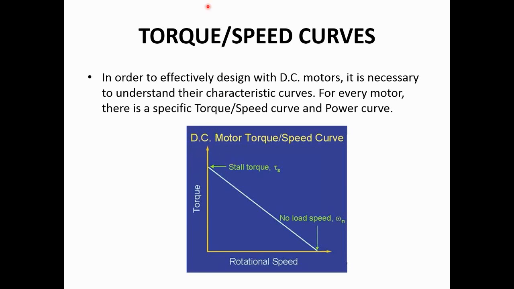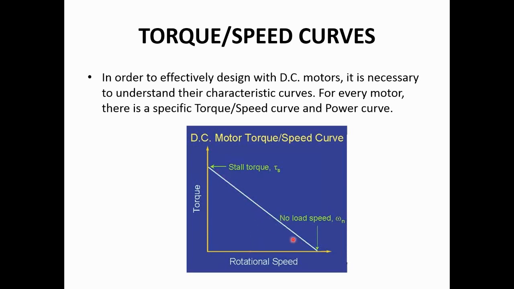Here, the graph shows a torque and speed curve of a typical DC motor. On the y-axis you have the torque, on the x-axis you have the rotational speed. This line is basically the behavior of the motor if you supply it with a constant voltage. Imagine if you give it a certain voltage V, then the motor will move along these operating points.